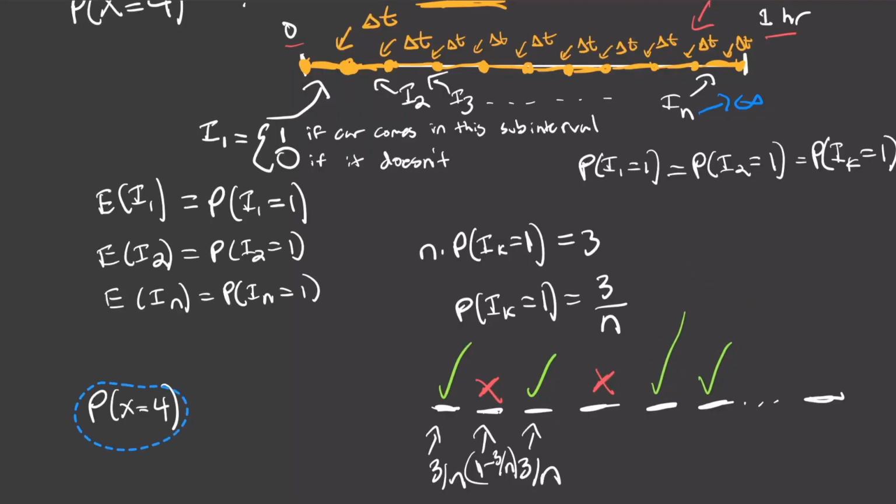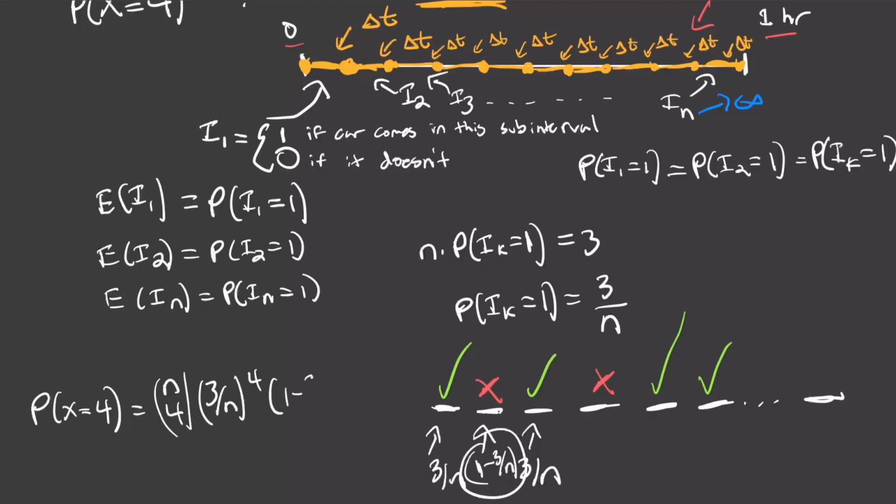So the probability that x is equal to 4 is just going to be equal to n choose 4 times the probability of 4 successes occurring, and their independence. We can multiply them. So we take 3 on n to the power of 4, and then we have n minus 4 different failures, right? So we take 1 minus 3 on n to the power of n minus 4.